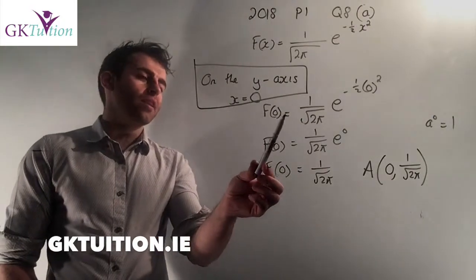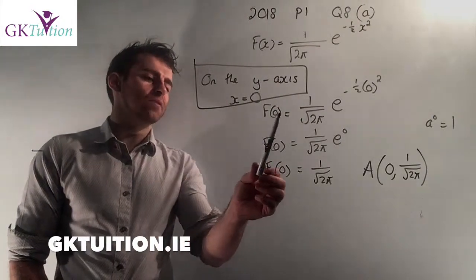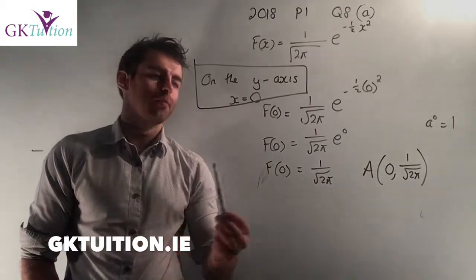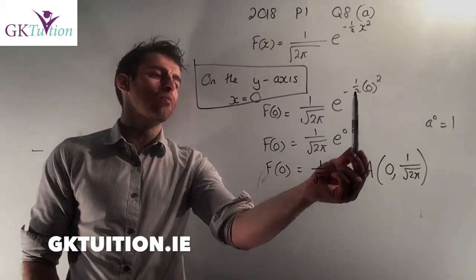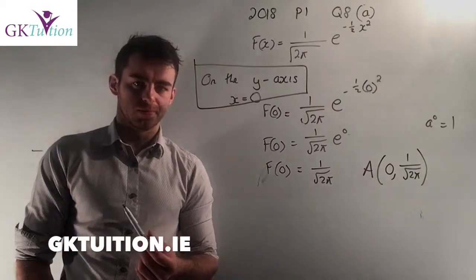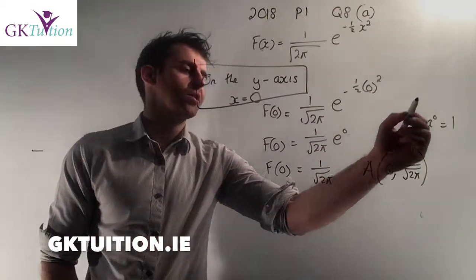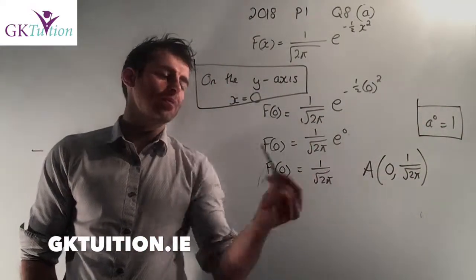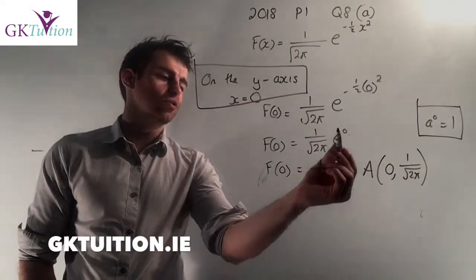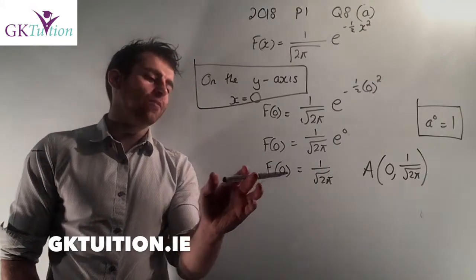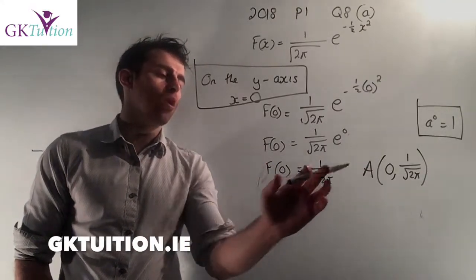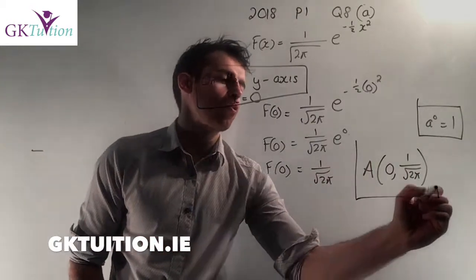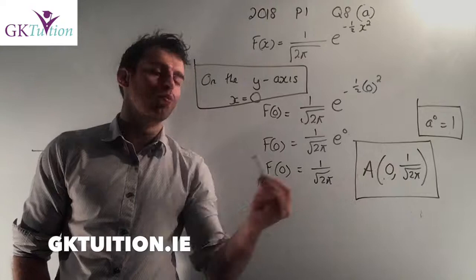So if you sub in a 0 instead of an x, f of 0 works out as everything stays the same except instead of an x you get a 0. Clearly in the power here, 0 multiplied by anything gives me 0. And one of your rules of powers is that any number to the power of 0 is equal to 1. Which means e to the power of 0 is just 1, so I can treat it as if it's gone. And in fact, if x is equal to 0, that means that y is equal to 1 over root 2 pi. So my final answer there is that the coordinates of A are 0 and 1 over root 2 pi.